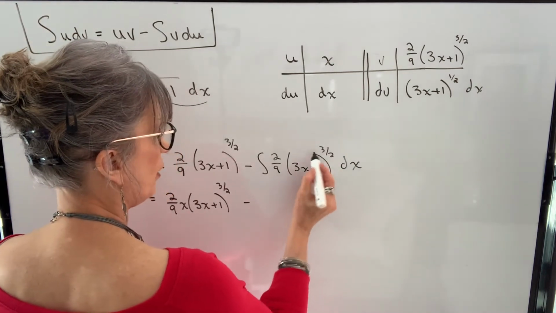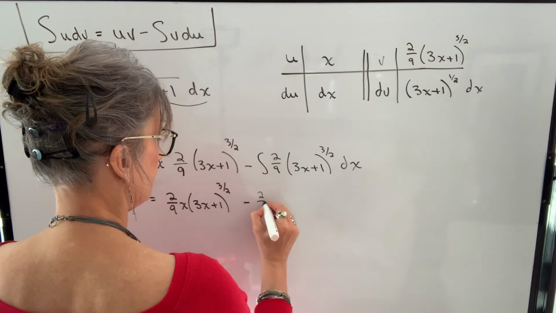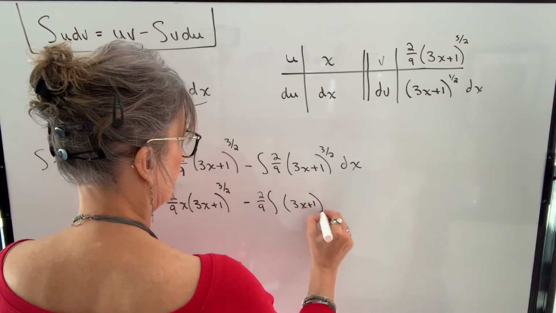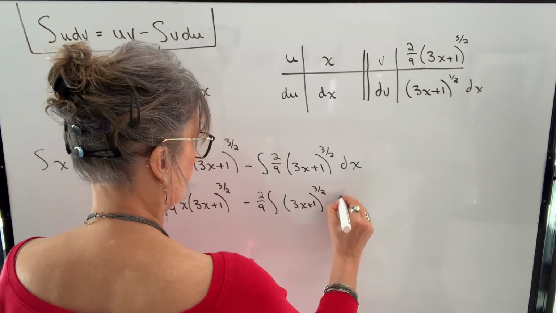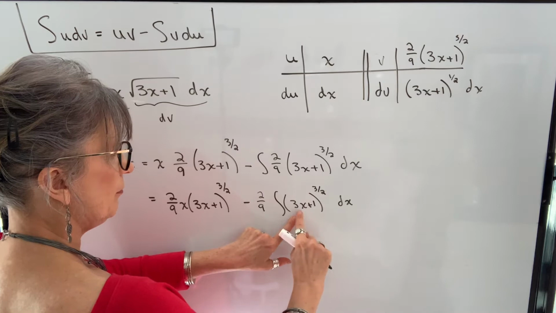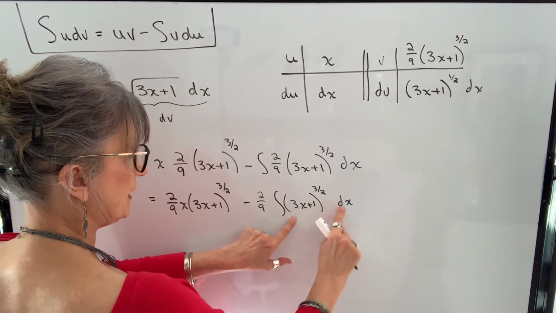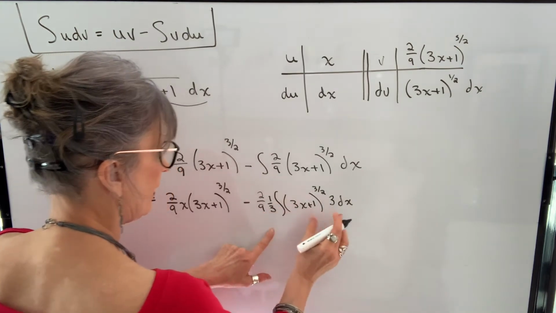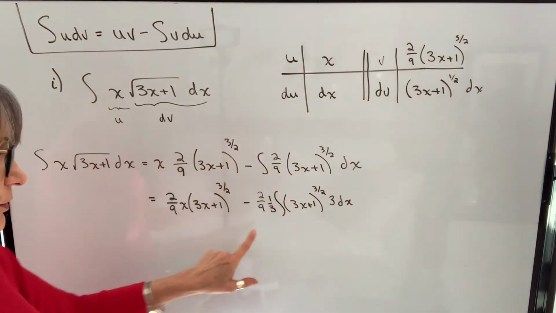again, this is a power. We can move the 2/9 out front. Again, we have a power. We can integrate this power, but we need a du factor of 3 dx. I don't have the 3, so I'm going to introduce it. I will balance it. Now I can use my general power formula to integrate that.